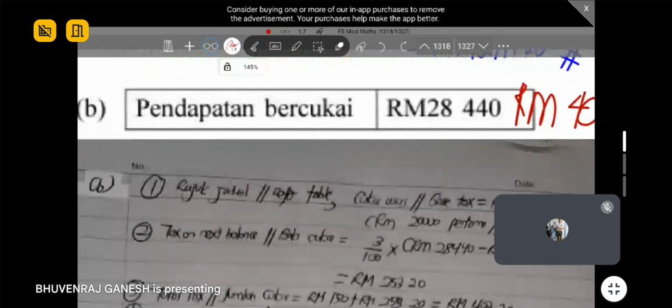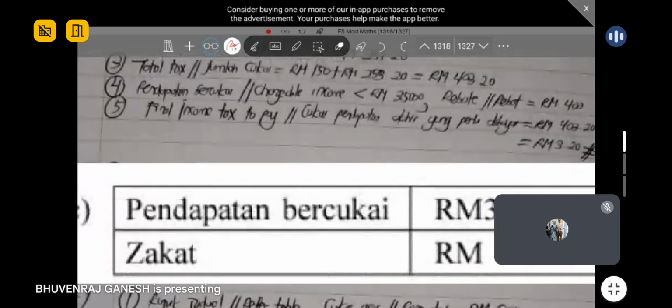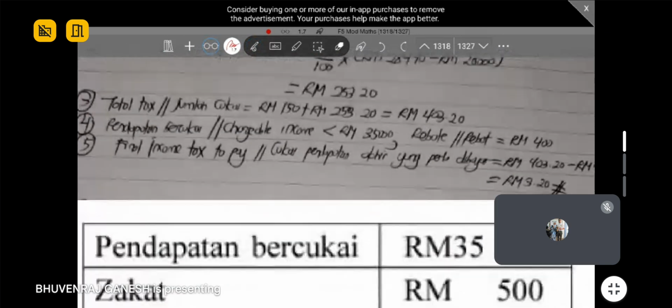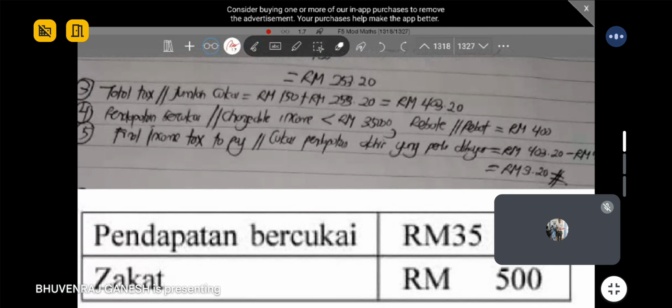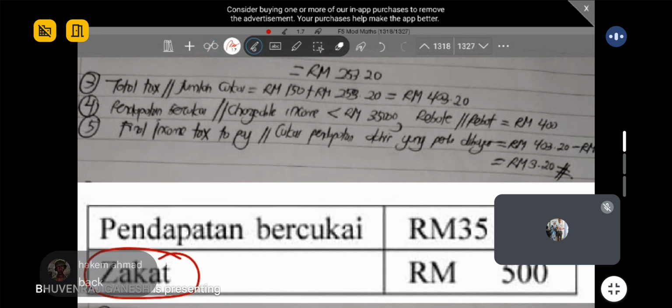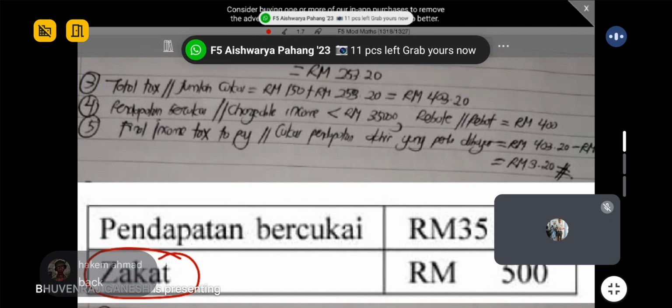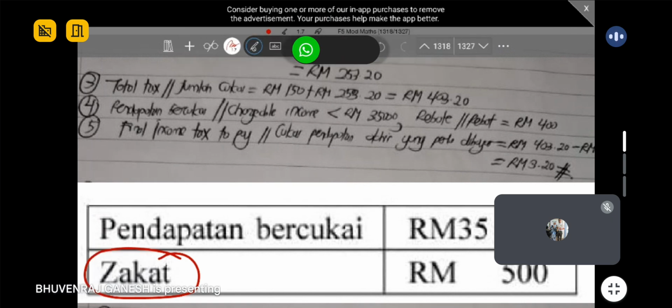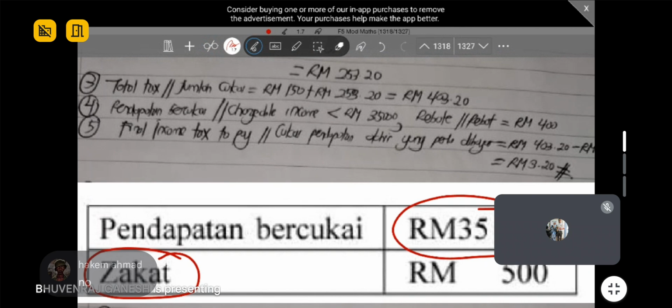Okay, so next one. For part C, special a bit, you got zakat, RM 500. Okay guys, first question, zakat, you minus at the beginning or minus at the end? Very good. Tolak kat akhir. Always remember, at the last step. So if you see this value, is there a rebate? Adakah kamu dapat RM 400? Okay, very good. You won't get the rebate.